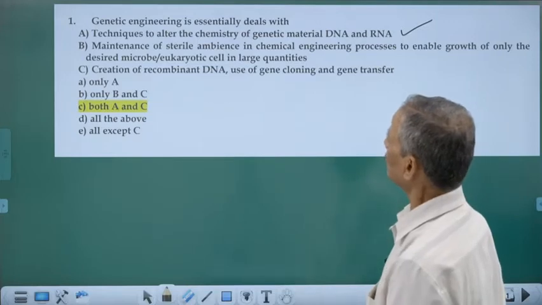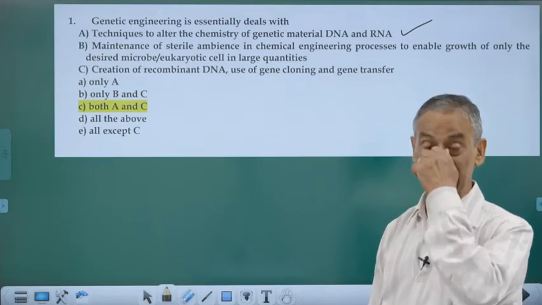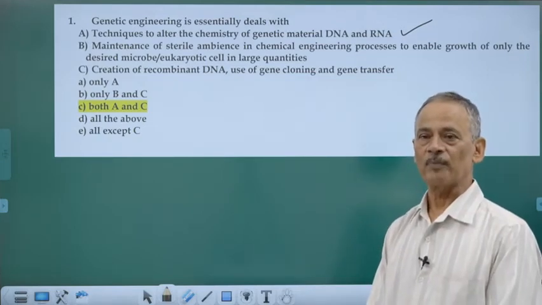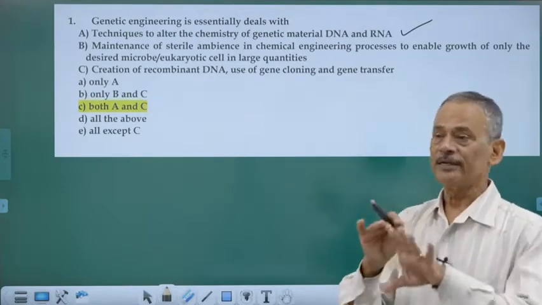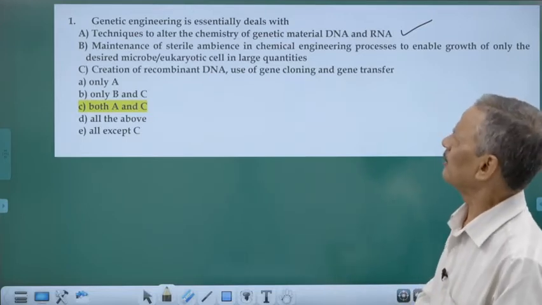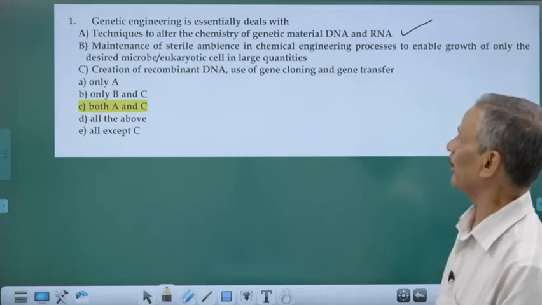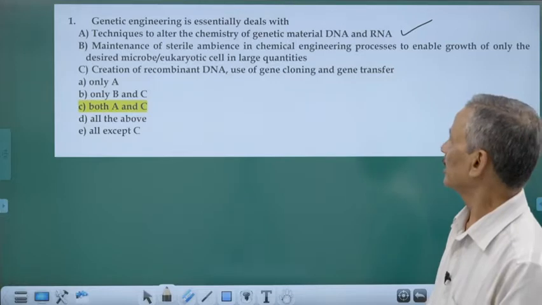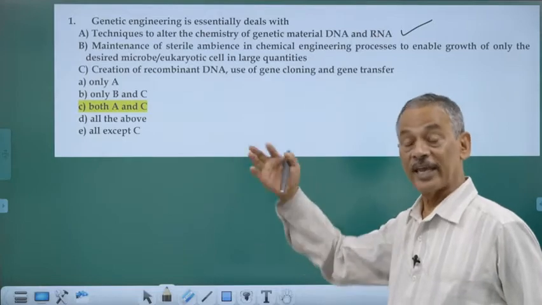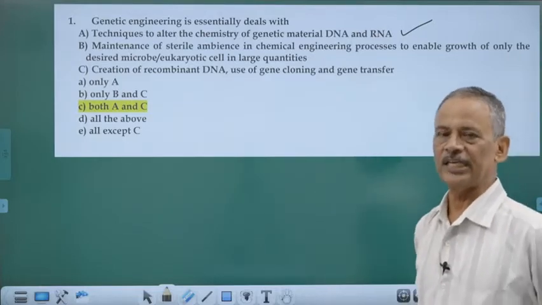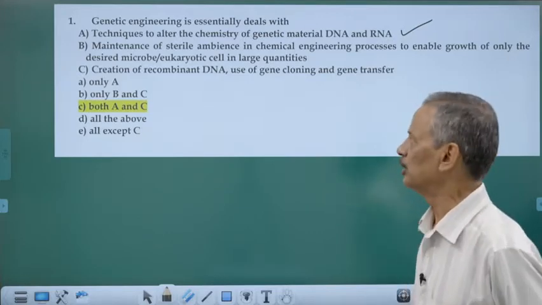Option 2. Maintenance of sterile ambience. See, sterile ambience is a part of chemical engineering, whereby we are making culture medium which will not be damaged because of contamination. So, maintenance of sterile ambience in chemical engineering enables growth of only the desired microbe or eukaryotic cell in large quantities. It is only a tool that enables the growth of genetic engineering. Genetic engineering grew mainly because of the contributions of this part of chemical engineering.